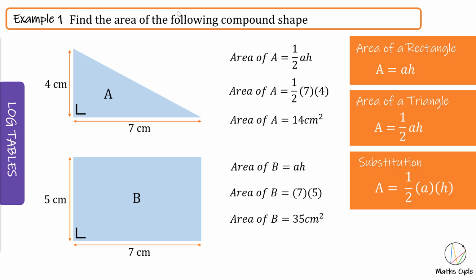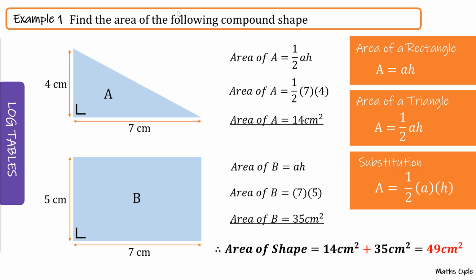So the area of B is 35 centimeters squared. So now we take the area of A, which equals 14 centimeters squared, and the area of B, which is 35 centimeters squared, and add them together. So the area of my compound shape equals 14 centimeters squared plus 35 centimeters squared equals 49 centimeters squared.